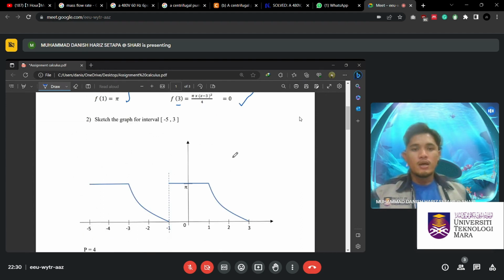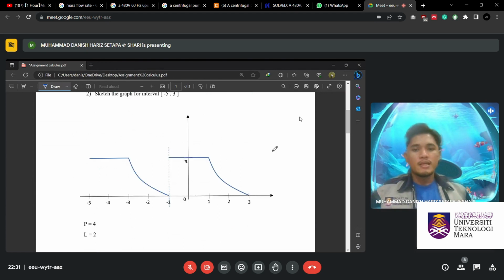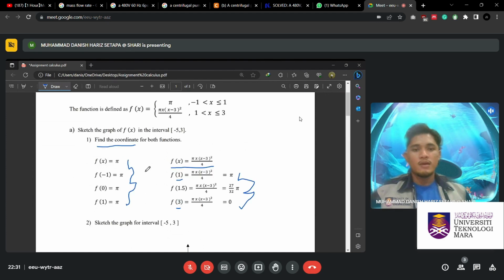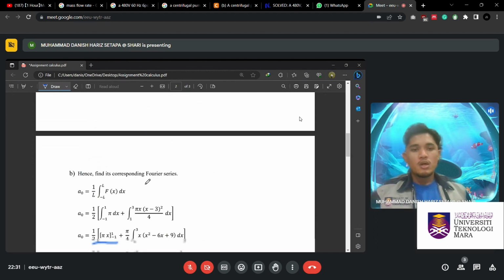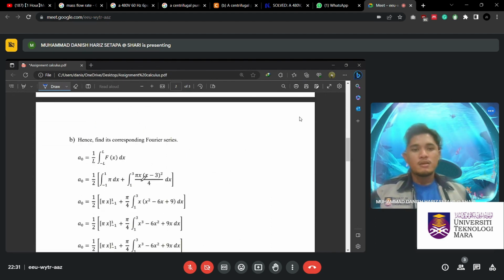We move to the graph with the interval of -5 to 3. So this graph is made by the values that we obtain from the coordinate that we find. So the P is 2 and the P is 4 and the L is 2. So we move to the B, find the corresponding Fourier series.